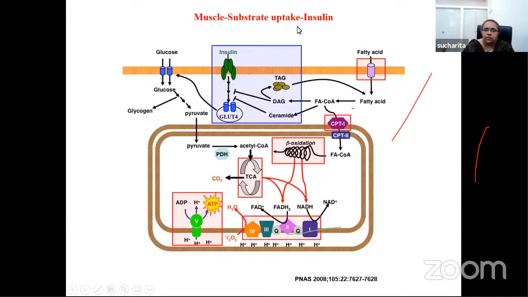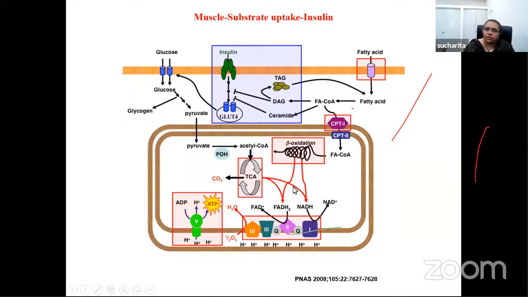Now, for the skeletal muscle, the substrate is important because you have to undergo the substrate uptake, which I was talking about, particularly the fatty acid as well as the glucose. And insulin plays a very important role in the glucose uptake. At the same time, here in the picture, you can see that both fatty acid and glucose are important because you're providing the substrate for the mitochondrial functionality.